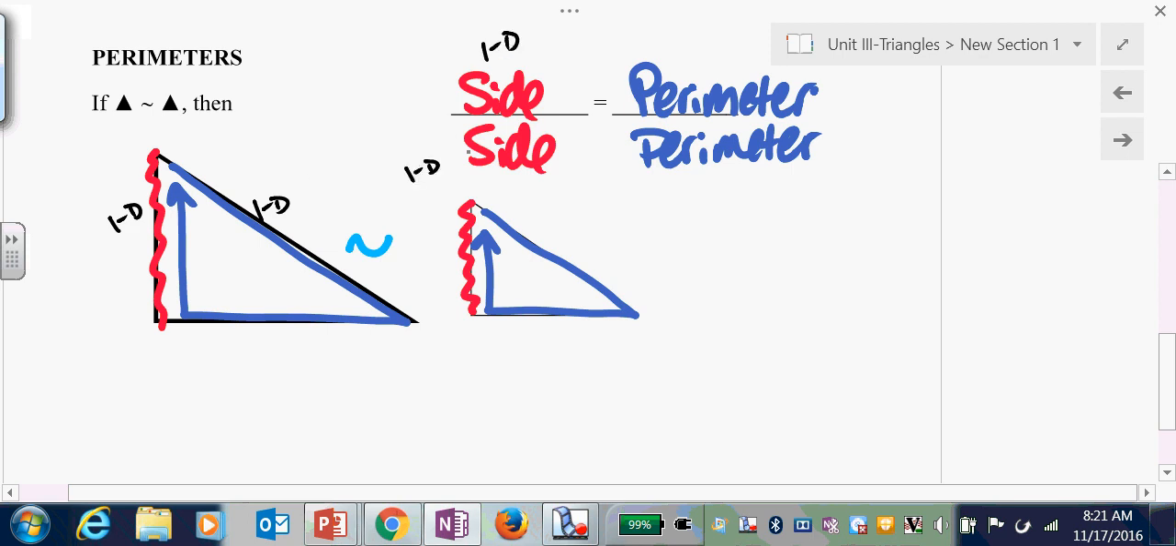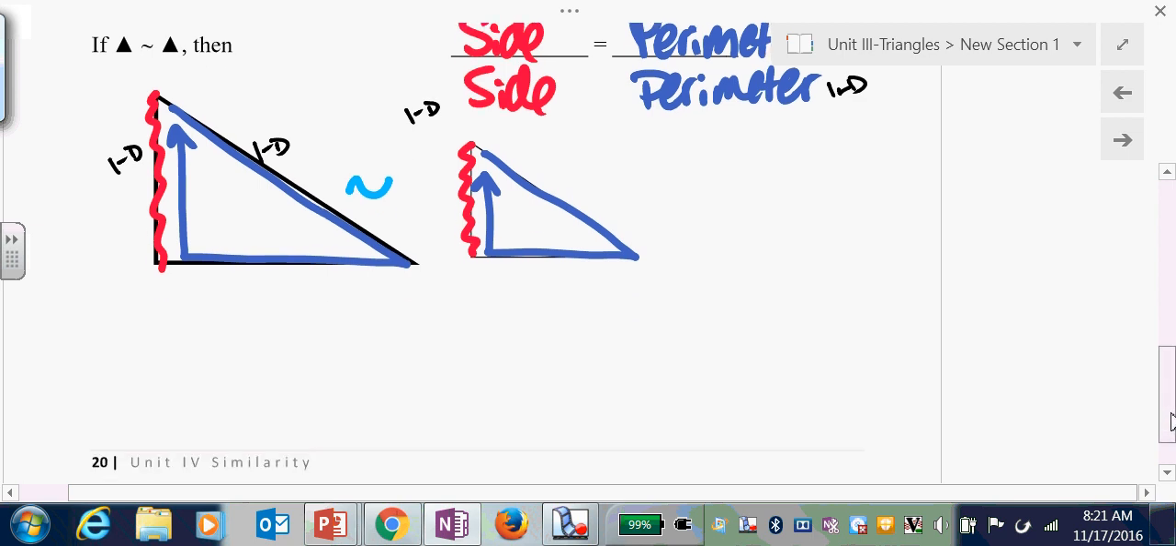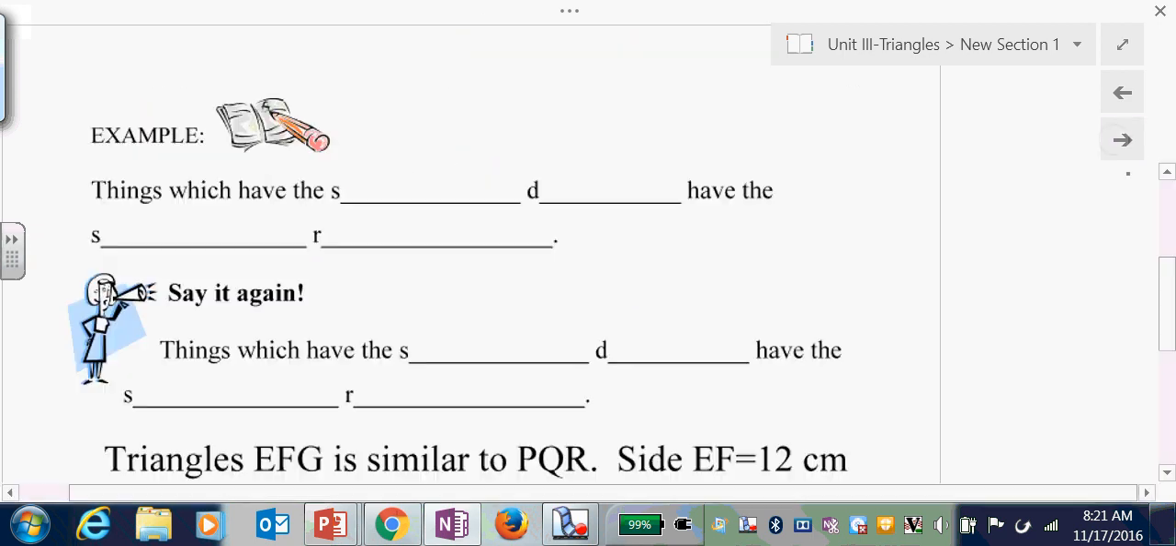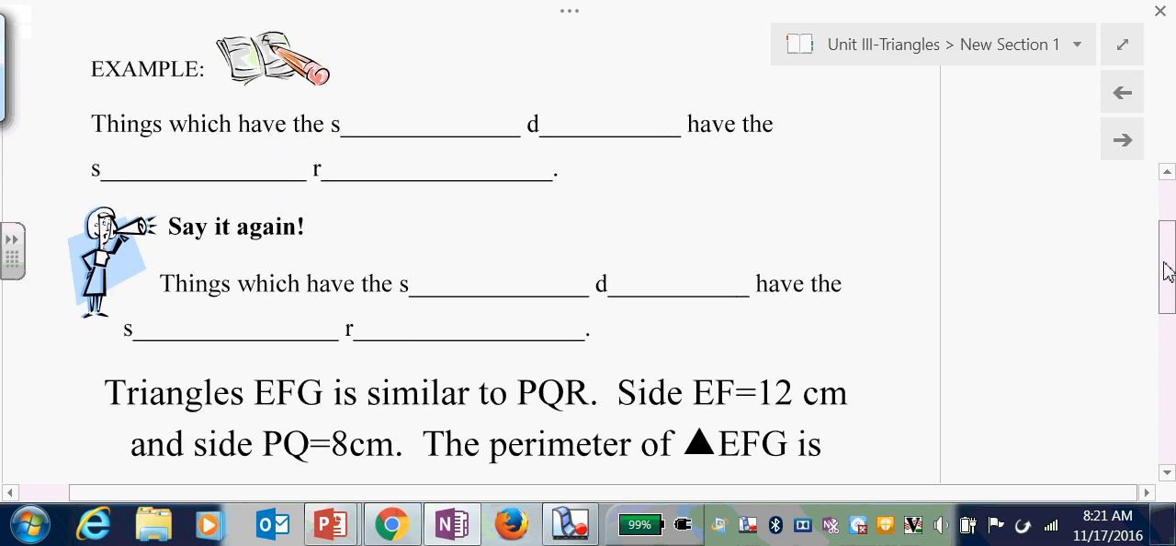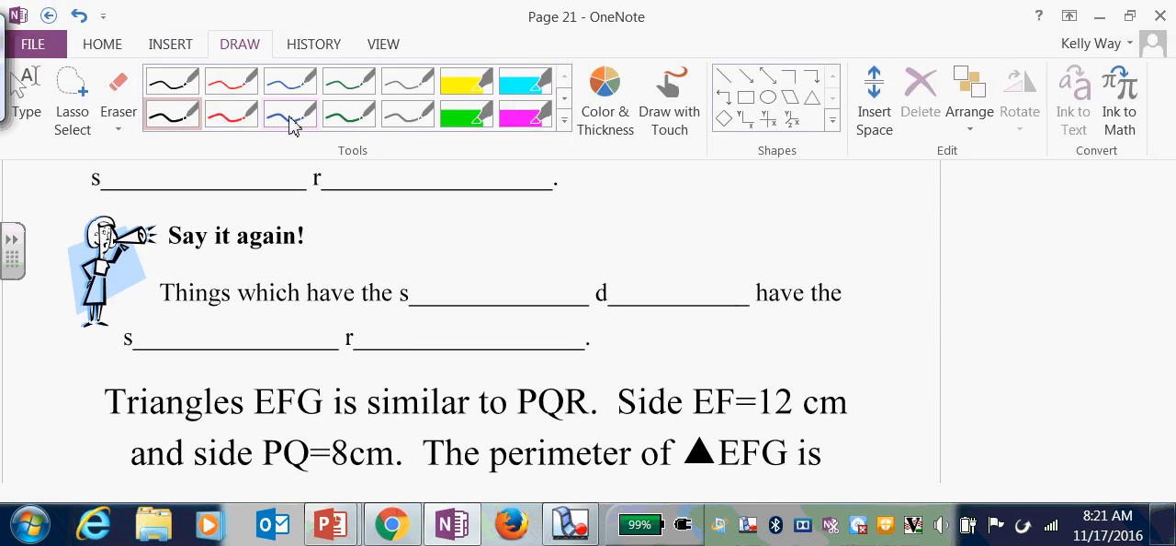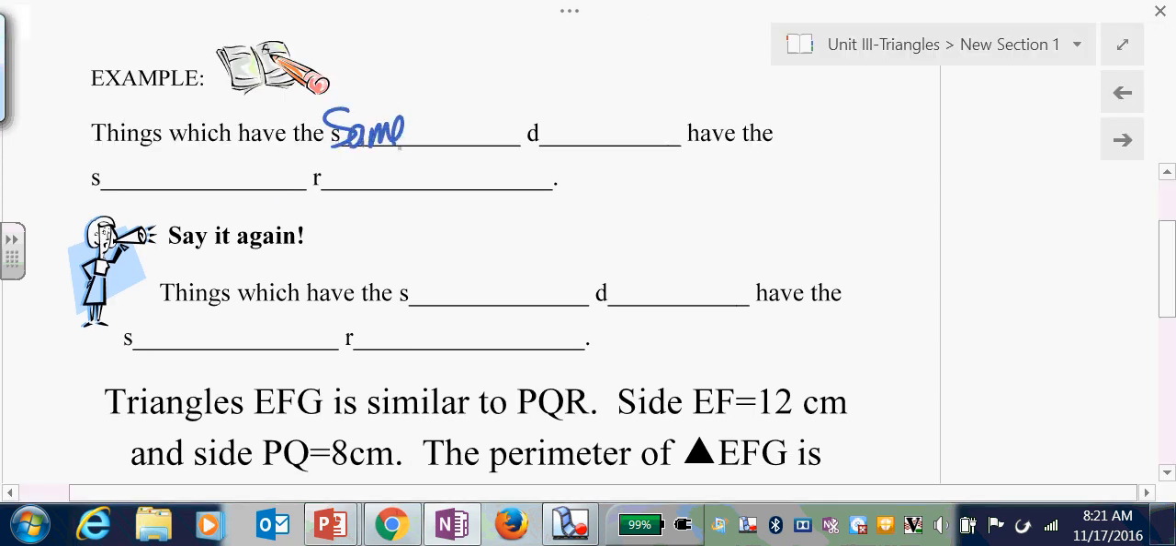So things that have the same dimension have the same ratio. Same dimension, same ratio. Again, I'd like you to fill that out yourself.